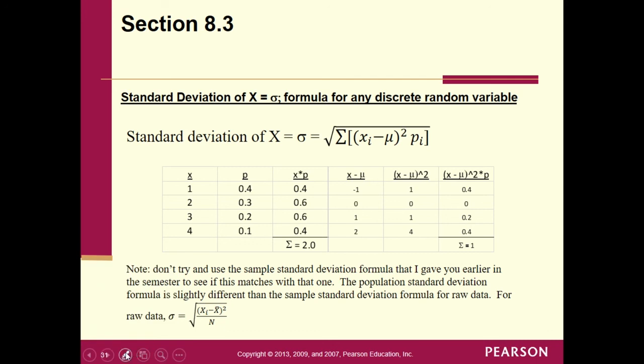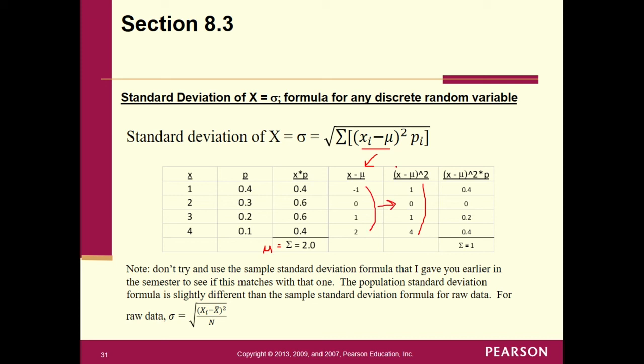Let's take each one of the x's and subtract off mu. Now we know what mu is. Mu is equal to 2. So let's start with our first x. We have 1 minus 2, that's negative 1. 2 minus 2, that's 0. 3 minus 2, 1. 4 minus 2, 2. So in this column we did the stuff in parentheses. Then it says take each one of those and square them, so I did that in the next column. I squared those values and put them over here.